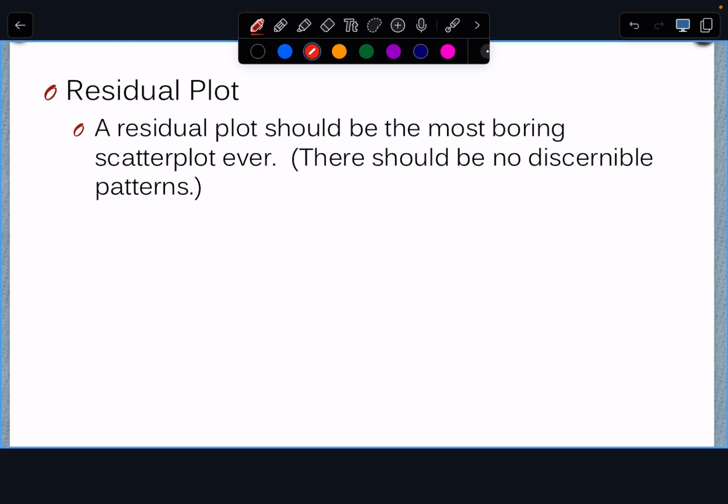Go to second stat. And by going to second stat, you end up in a list of your lists. You want the one that says resid for residual. So choose that option. It should be at the bottom. It should take you back into your stat plot menu. So now you should see X list is list 1, Y list is resid. So now if you hit zoom and the number 9, you get your residual plot.